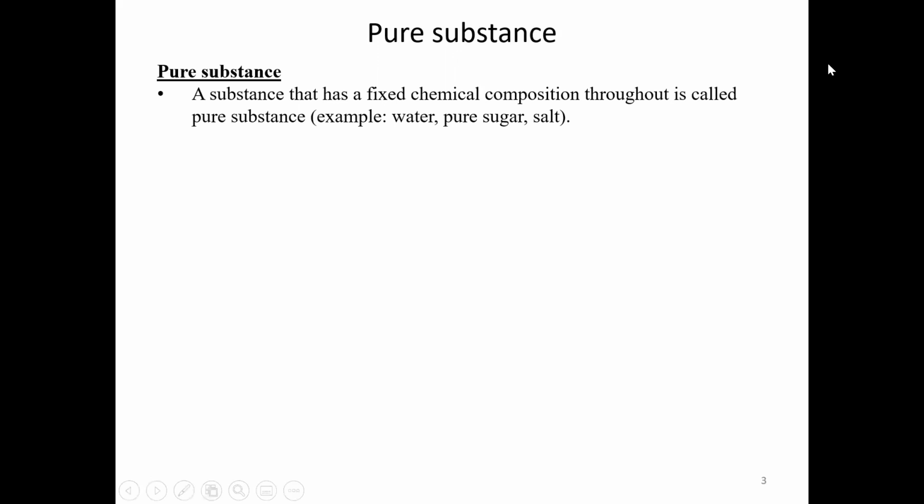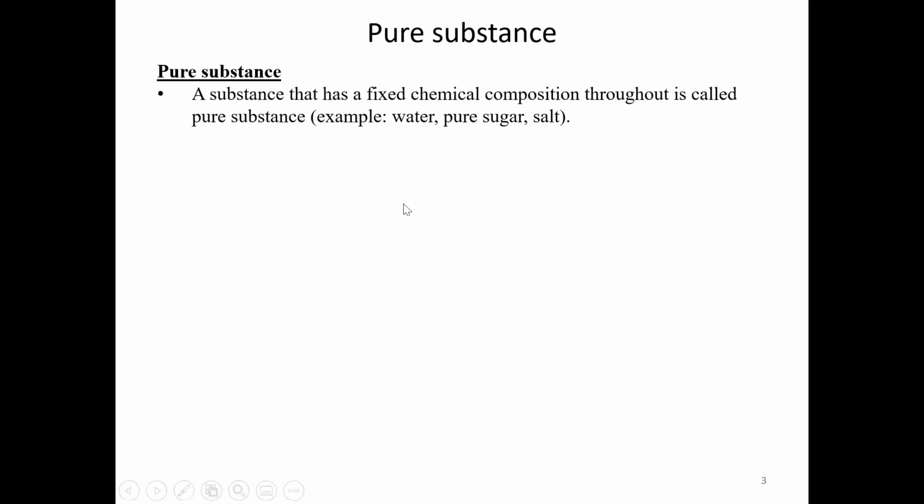So what's a pure substance? Before we go to the tables, we need to know the definition of pure substance, which is a substance that has fixed chemical composition during any process. So let's say for water, it's H2O, and whether it's liquid or gas or solid, it has the same composition, it doesn't change. So we call it a pure substance.